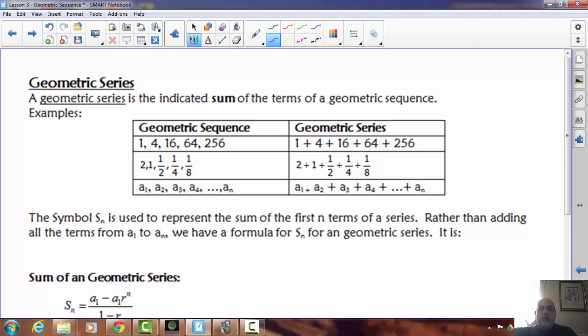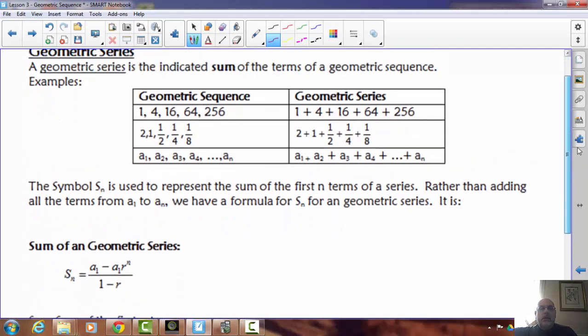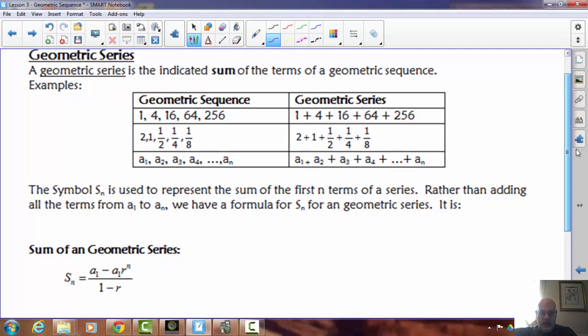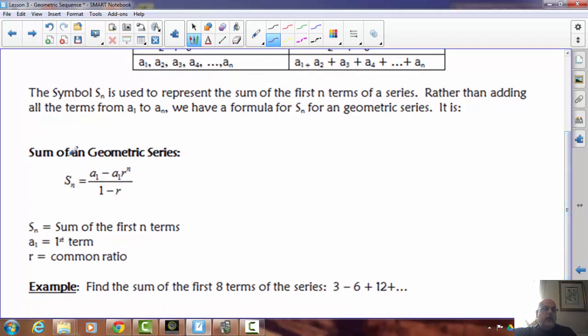Alright, so instead of sitting there and trying to add all those together to find the sum of the sequence, we have a formula for that. So the sum of a geometric series, S sub n, where n is the number of terms, let's say the first 10 terms, is equal to the first term minus the first term times r raised to the number of terms, whatever that power is, over 1 minus r.